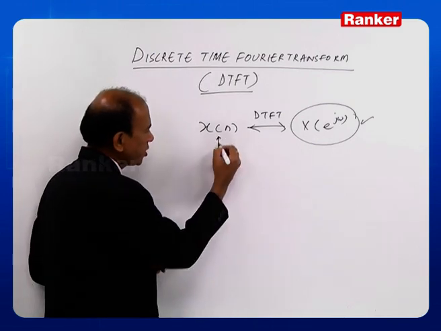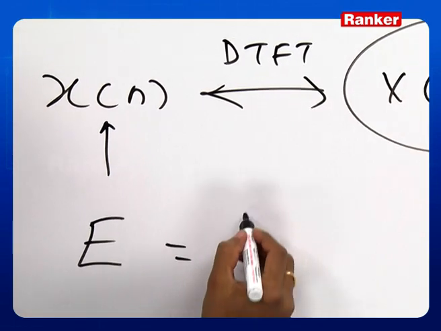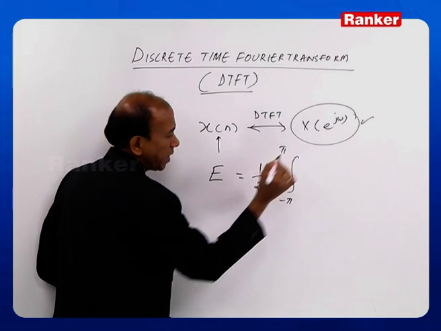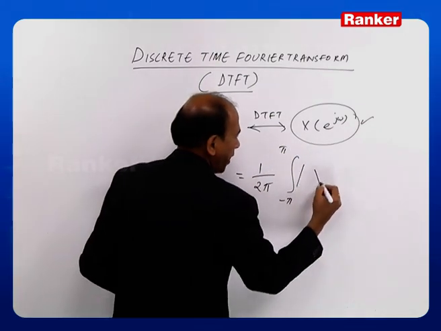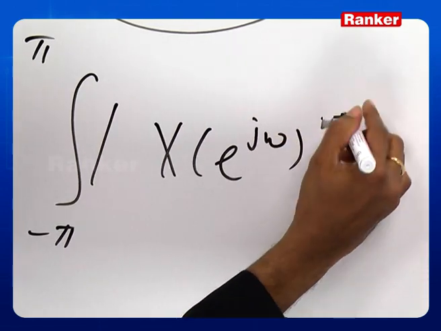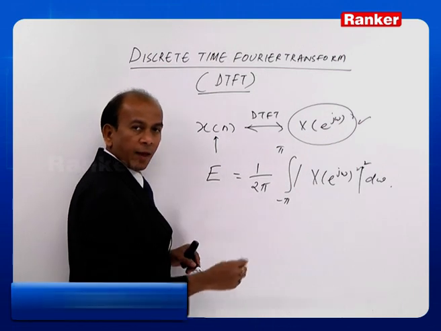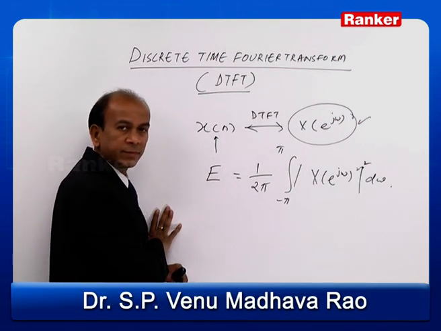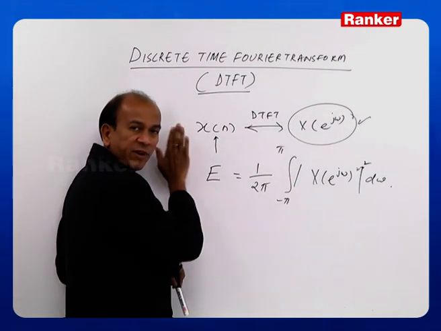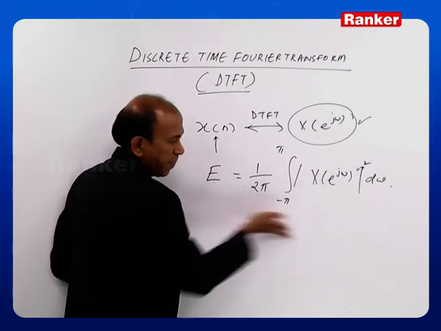Now, I want to calculate the energy of this. The energy is calculated when I know this. That means, this is the formula as per Parseval's theorem: minus pi to pi, 1 by 2 pi, mod of X of e to the power of j omega, whole square d omega. So, for Parseval's theorem, the minimum requirement is that I should know the discrete time Fourier transform of a given signal, so that the energy can be calculated. The energy is calculated in this way.